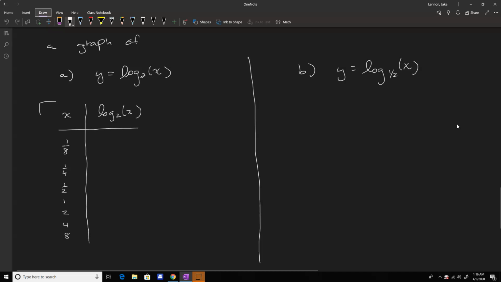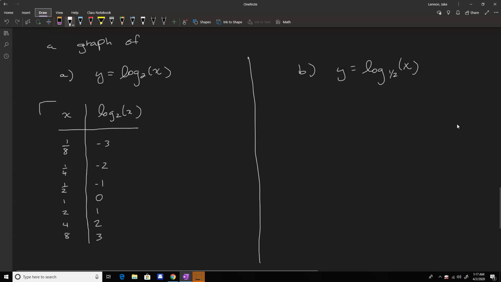And basically what the logarithm is going to do is it's just going to say, what power of 2 are you? Well, 1/8 is 2 to the -3rd. 1/4 is 2 to the -2nd. 1/2 is 2 to the -1st. 1 is 2 to the 0. 2 is 2 to the 1st. 4 is 2 squared. And 8 is 2 to the 3rd.